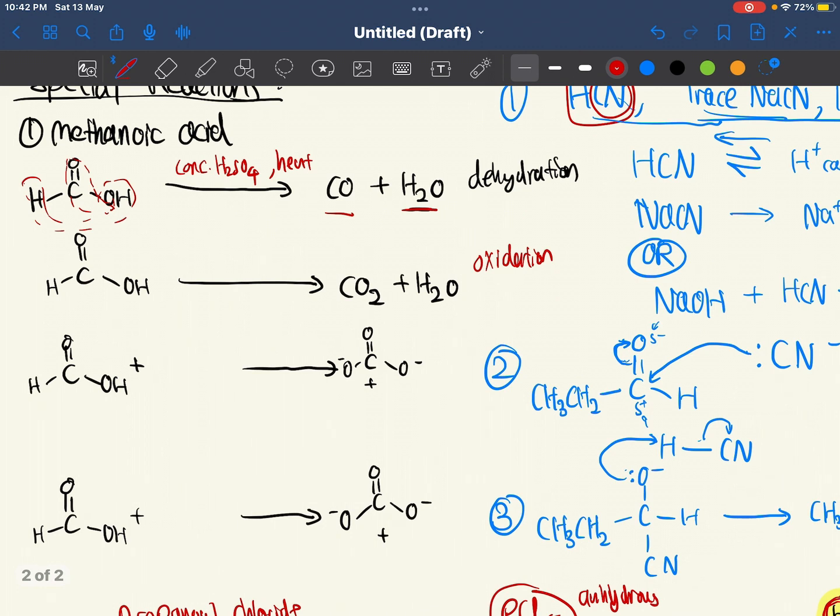Okay, so the next one is a strong oxidation reaction. So we call an aldehyde, it's not aldehyde, sorry, methanoic acid. In this case, it can be oxidized. That's why it's called a special reaction. So it can be oxidized by KMnO4, so you have your H2SO4, plus you have your heat as well. Okay, so they will form CO2 and H2O. So actually it will form CO, but then CO will be further oxidized to form CO2.